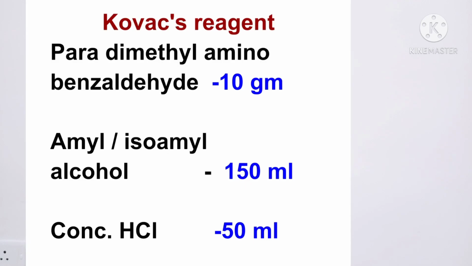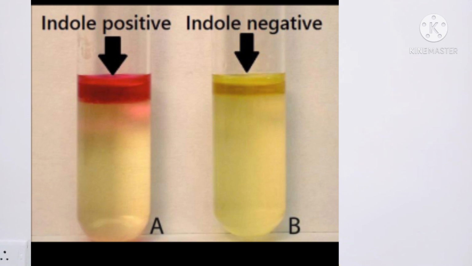The next method is by using Kovacs reagent, which is made up of para-dimethylaminobenzaldehyde 10 grams, amyl or isoamyl alcohol 150 ml and concentrated hydrochloric acid 50 ml. Add 0.5 ml of Kovacs reagent to the broth culture and shake gently. Here indole extraction is done by amyl or isoamyl alcohol which acts as a solvent. Since amyl alcohol is not water soluble, a red color develops as an oily layer on the top of the broth if the organism has produced indole. It may take up to 1 minute to develop this color.